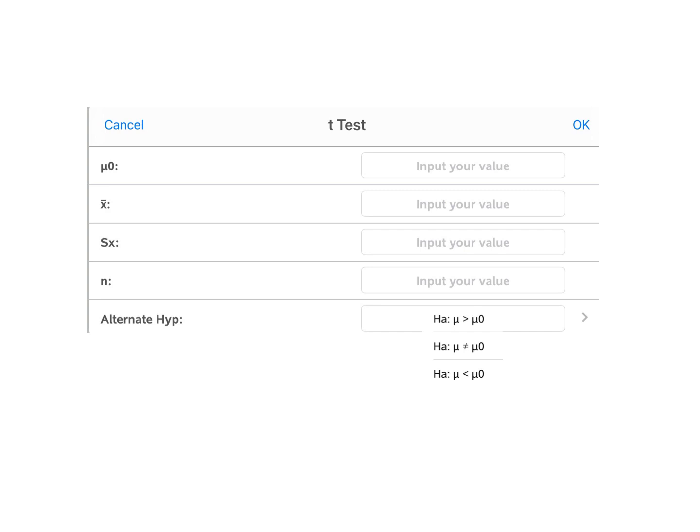Here's what your TI Inspire will want from you. You're going to need to put, again, the mean from the null hypothesis. And you will have to enter the sample mean, the sample standard deviation, and the sample size. And then for the alternate hypothesis, you're going to choose which format you used for your alternate hypothesis.